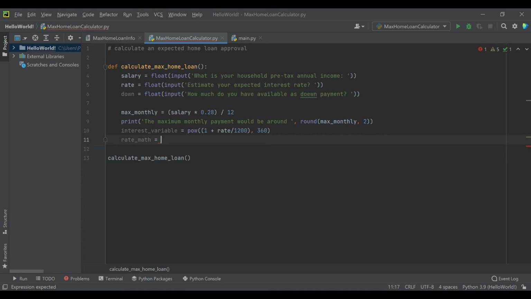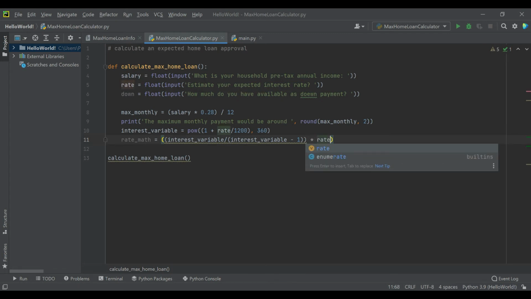So for the rate math, it comes out to the interest variable divided by, and then you'll see right away why it was more useful to write that code as a variable, the interest variable minus 1, so we're getting it as a ratio. And then that whole thing is multiplied times the rate, again divided by 1200. You could even make a case that breaking rate divided by 1200 into its own variable could have been useful as well.